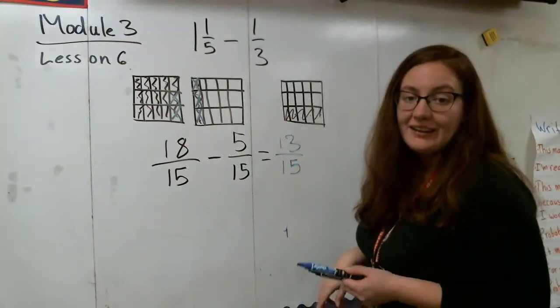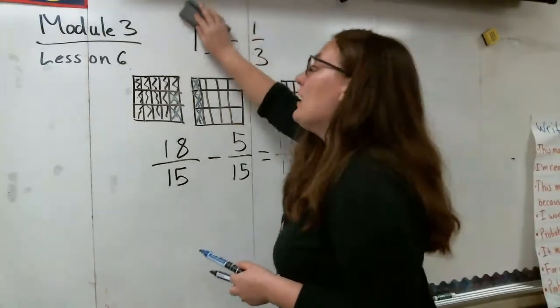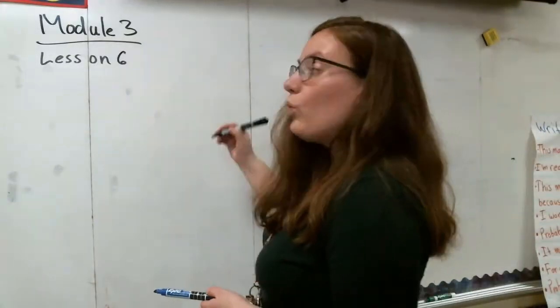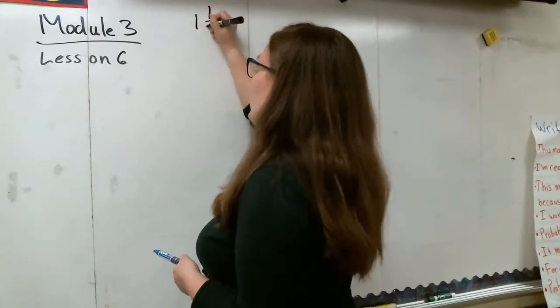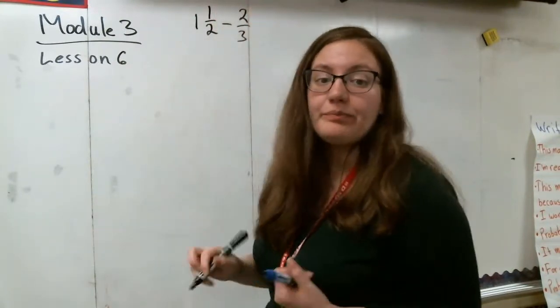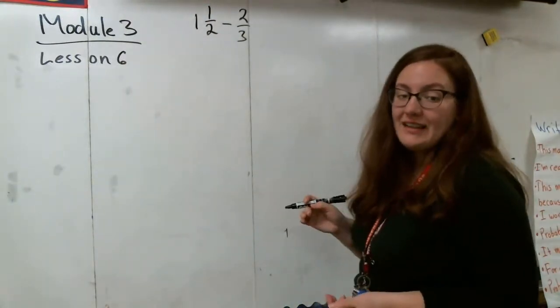All right, we're going to move on to our next problem, and you are now going to be practicing drawing these models. So we have 1 1/2 minus 2/3. So just like before, we have to show what 1 1/2 looks like.